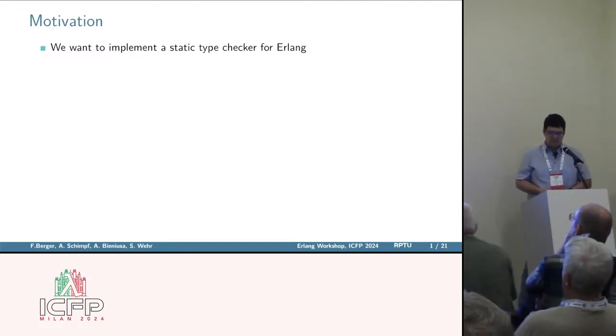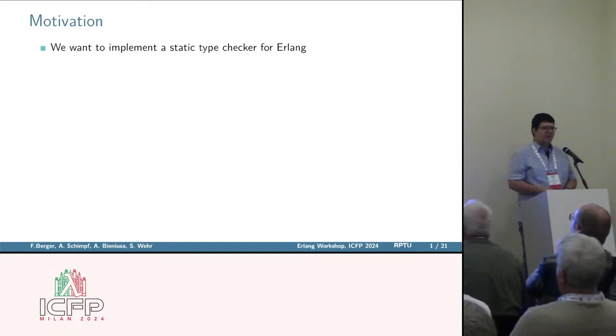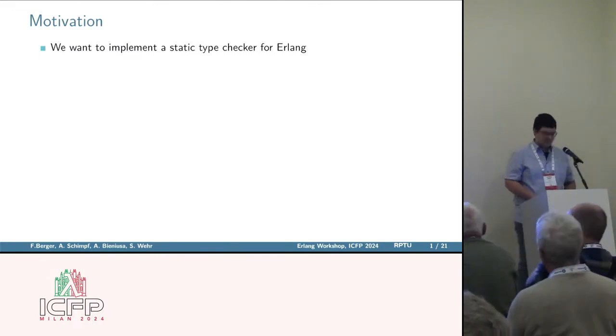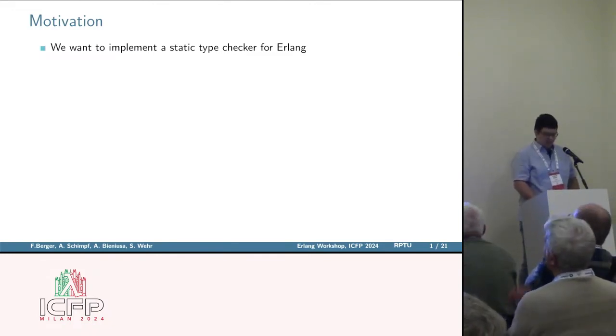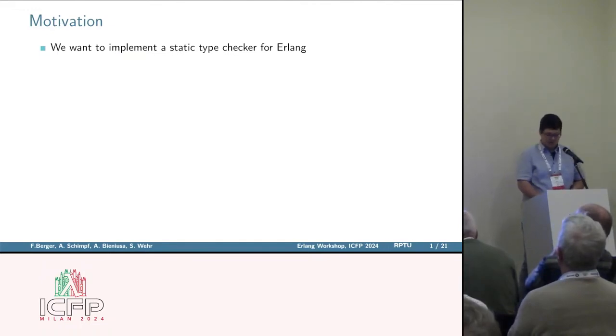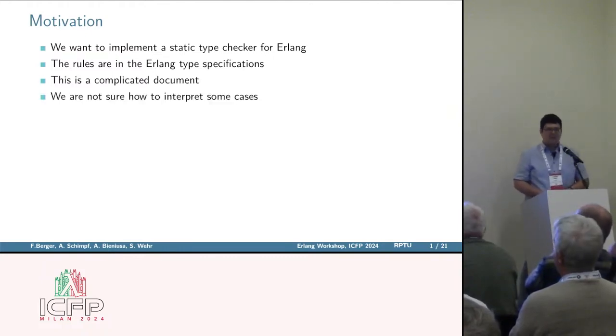First we want to implement a static type checker for Erlang. In this case, this is based on the real implementation of Etylizer, which is developed at our university and which will also be part later. Now, what is this static type checker based on? What does it use for types, and how does typing work in Erlang? Well, types in Erlang are defined in the Erlang specs or type specs. Unfortunately, that's quite a complicated document, and we were not sure how to interpret some cases or how to specifically interpret them for our use case.